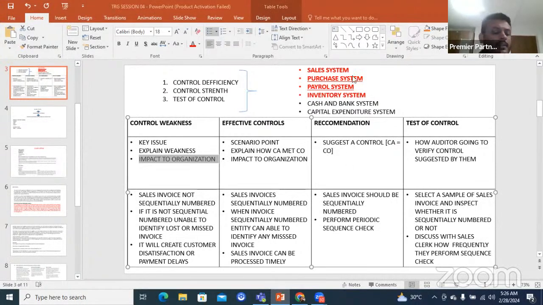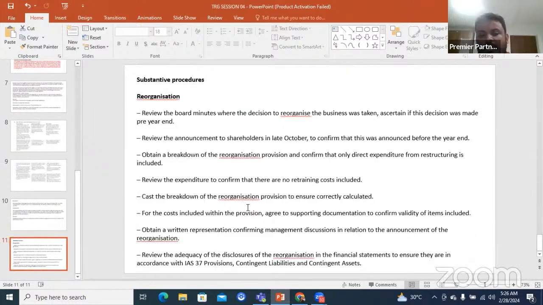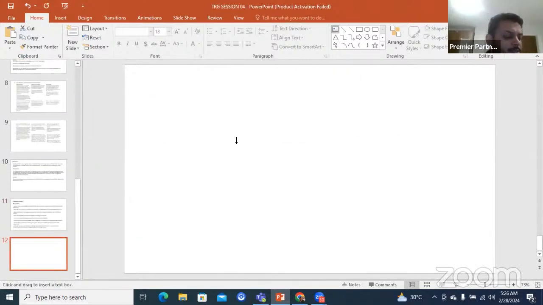Now, students, let's move to the next portion. I hope you all understood how to approach this, right? Let's move to the next portion. The next portion is substantive procedures.